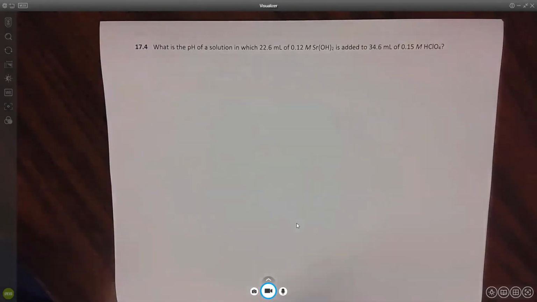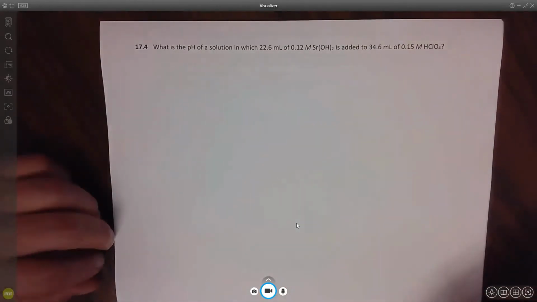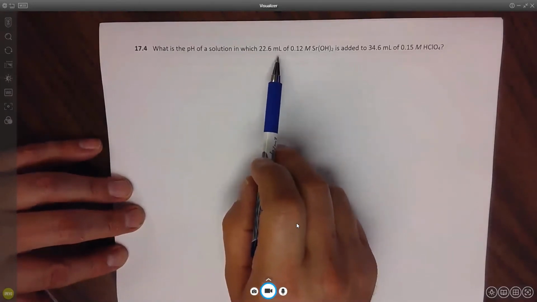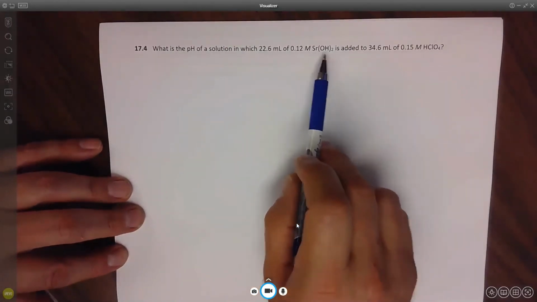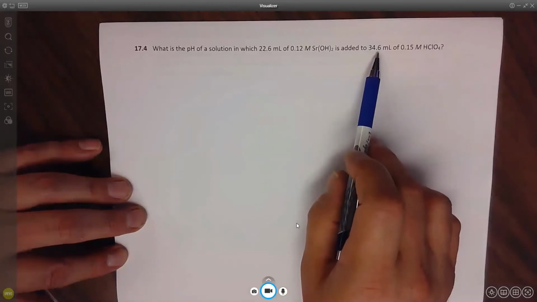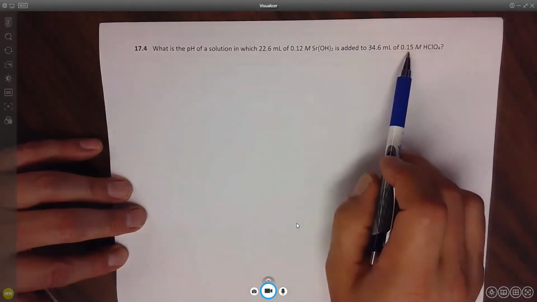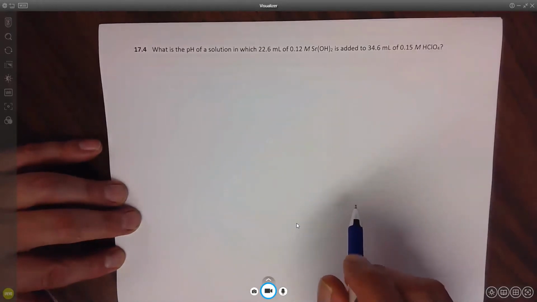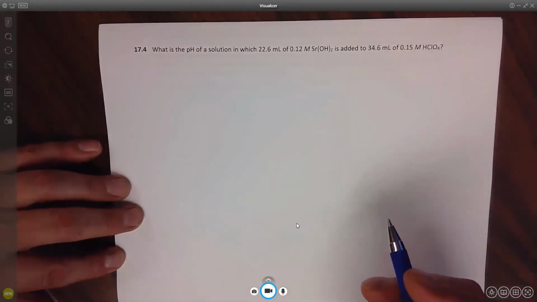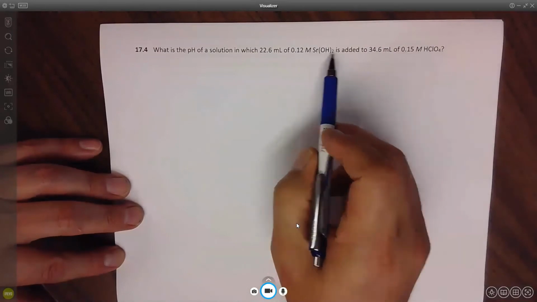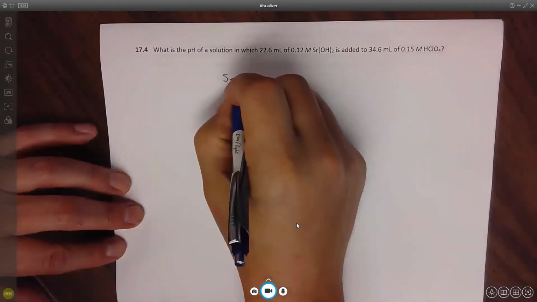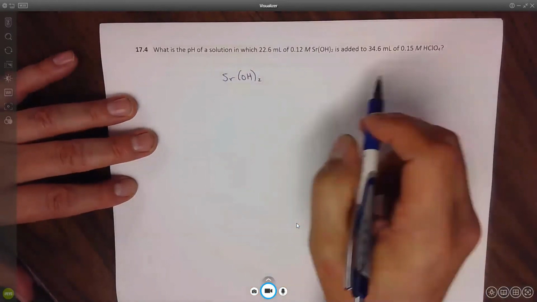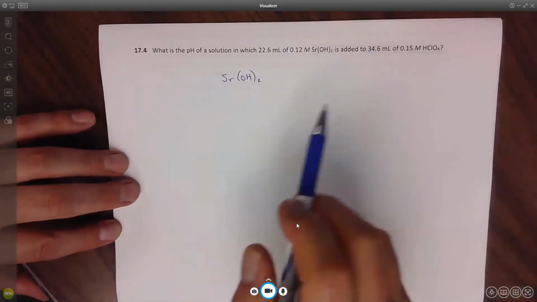Okay, so let's try number 4. It says, what is the pH of a solution in which 22.6 milliliters of 0.12 molar strontium hydroxide is added to 34.6 milliliters of 0.15 molar perchloric acid? Well, first off, let's look at what chemistry occurs. I'm taking strontium hydroxide and it's in an aqueous solution.